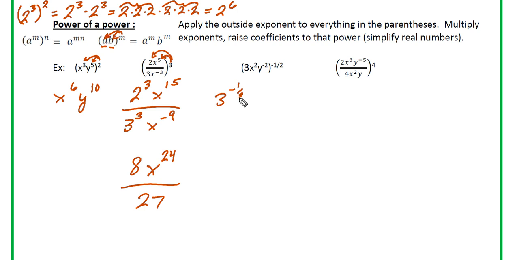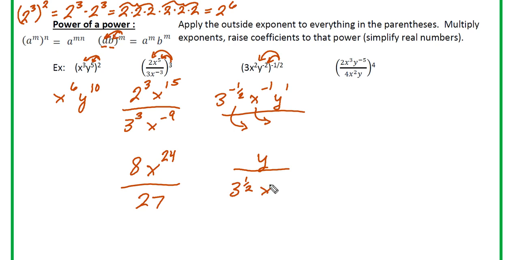To start out, as we do that, I'm going to use that power rule. So x squared raised to the negative 1/2, that's going to be 2 times negative 1/2, which is negative 1. All right, for y, we have negative 2 times negative 1/2, which is going to be positive 1. Now we need to get rid of those negative exponents, so we're going to put them on the other side of the fraction bar. So we're going to have y over 3 to the 1/2 times x.